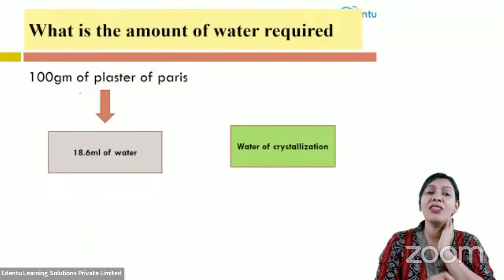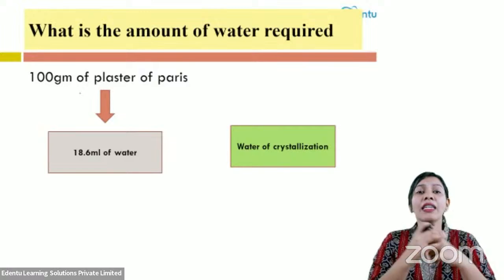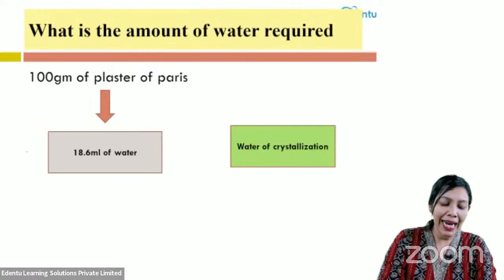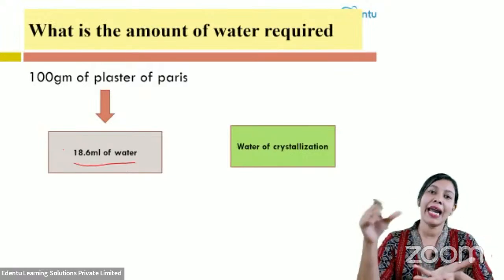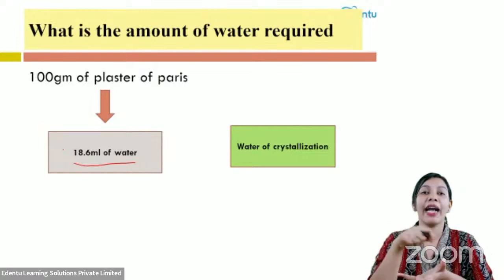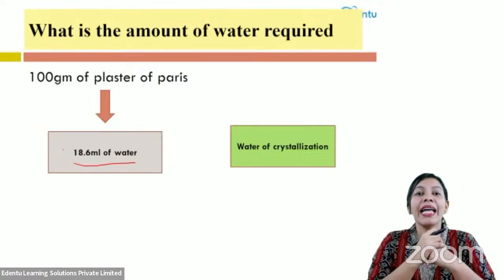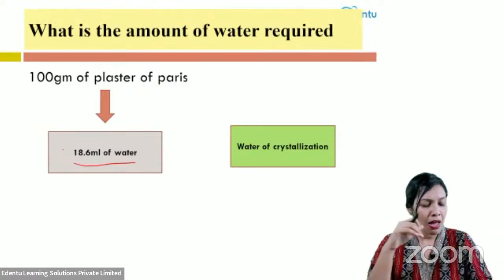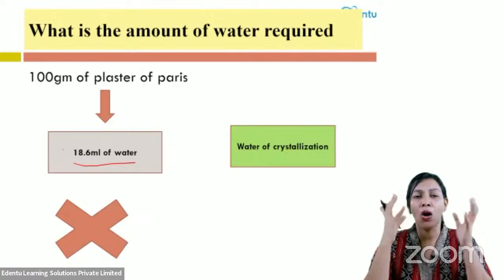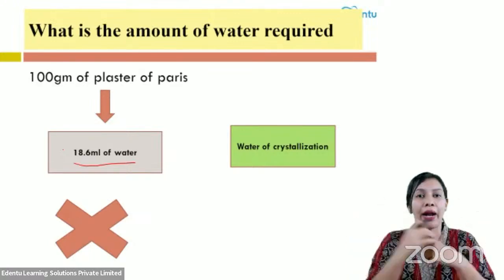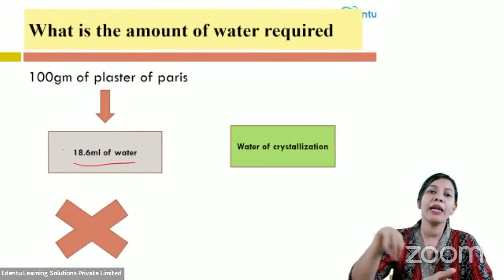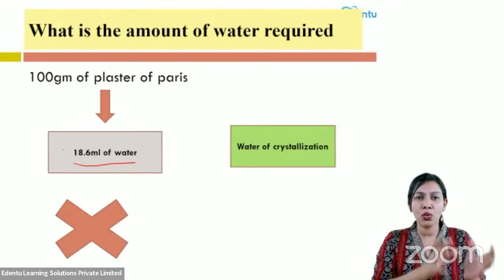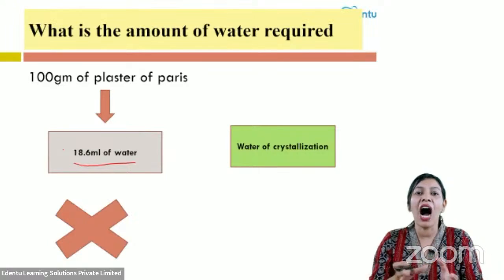We need to mix 100 gram of plaster of Paris. So 100 gram of plaster of Paris requires 18.6 ml of water, right? This water that is required to form the set gypsum is called the water of crystallization. It is not possible to use this in clinical practice. Just think that taking 100 grams of plaster of Paris and mixing it with 18.6 ml of water, as soon as we start mixing, it forms a hard mass.